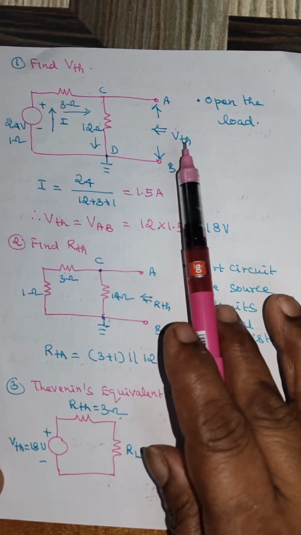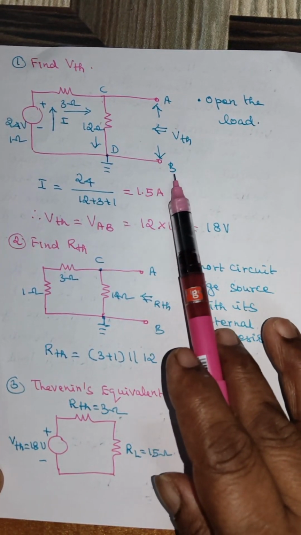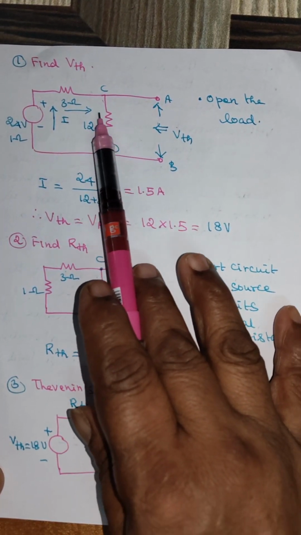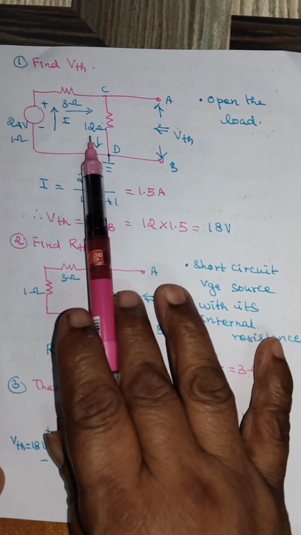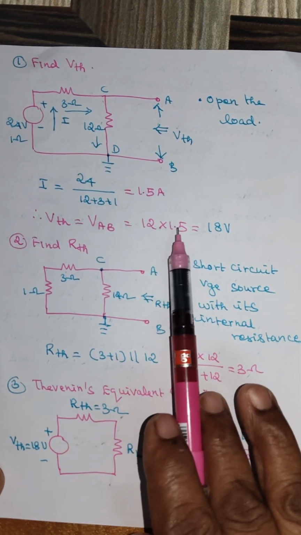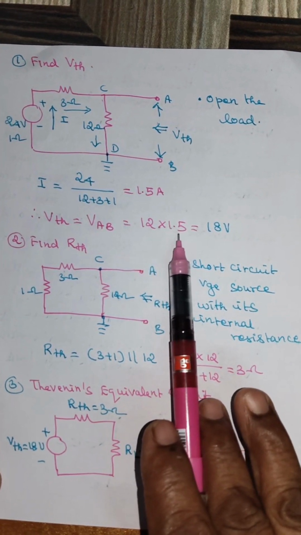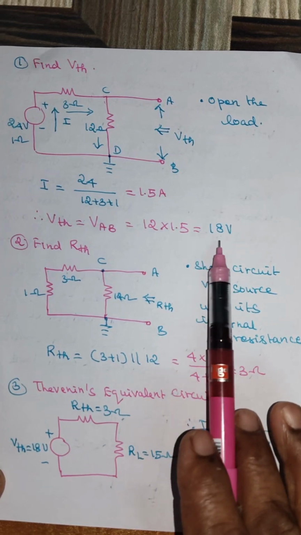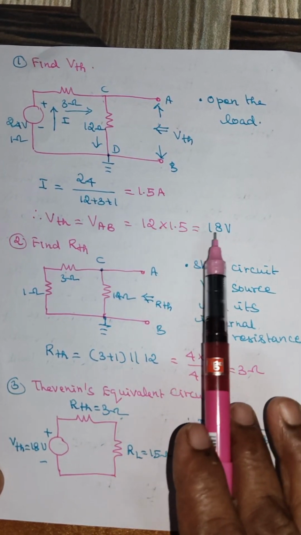So VTH can be calculated as the voltage across terminal AB. The voltage across terminal AB is actually equal to the voltage across the 12 ohm resistor. So the voltage across the 12 ohm resistor can be calculated as 12 into 1.5. Here 12 is the value of resistance and 1.5 is the current flowing through the 12 ohm resistance. So now the voltage is 18 volt, which is the Thevenin's voltage VTH.